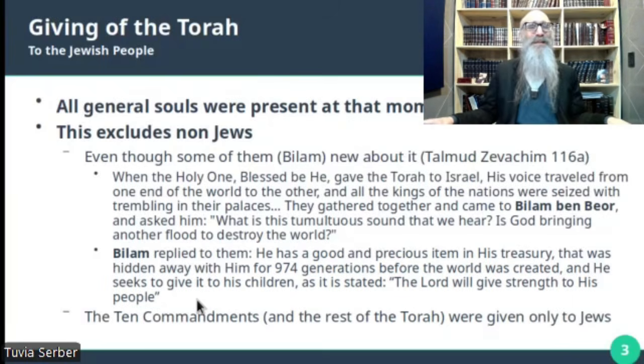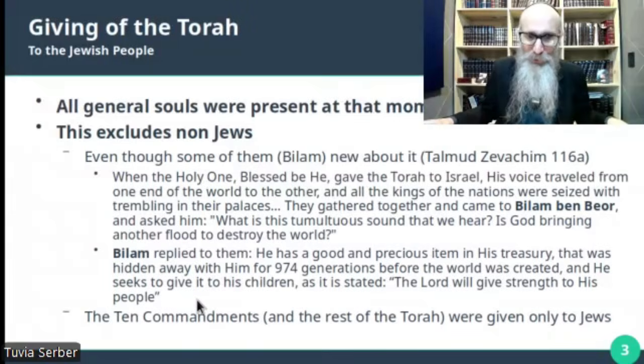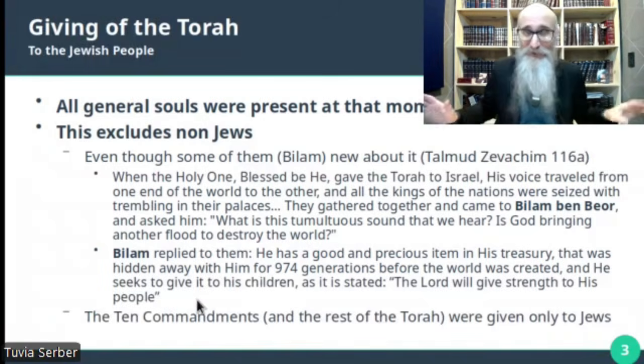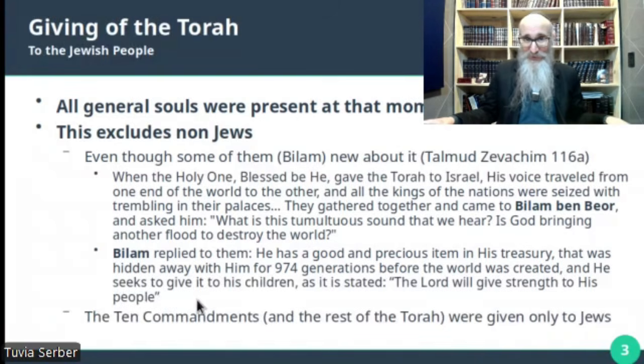So from here we see clearly that even the non-Jews understood that something was happening, and Bilam clearly explained to them, yes, God is giving the Torah to Jews. In other words, even the non-Jews understood that God is giving the Torah to Jews, not to non-Jews. That's point number one. And when we say Torah, what we mean is that God is giving the Ten Commandments together with the rest of the Torah, and that was given only to Jews. Like it, fine. Don't like it, I'm so sorry. That's what our sages say, and that's what the text of the Torah clearly says.